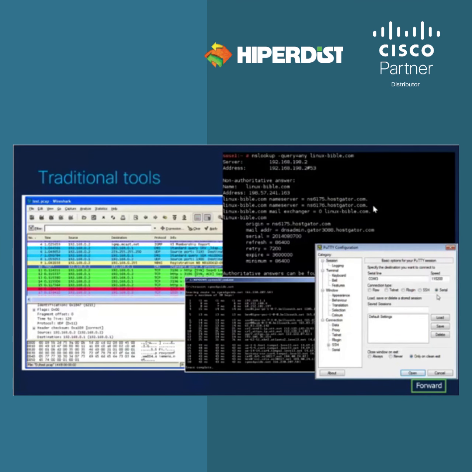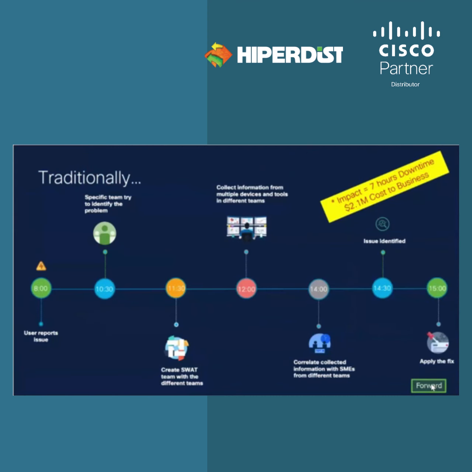The traditional tools we use to identify those kinds of issues are Wireshark, command line, PuTTY, or NSLOOKUP. And now, in this scenario, it's only at 2 in the afternoon that the collected information is correlated with the SMEs and different teams. Then the issue is eventually identified, but at what time? At 2:30 in the afternoon, and the fix is applied only at 3 p.m.